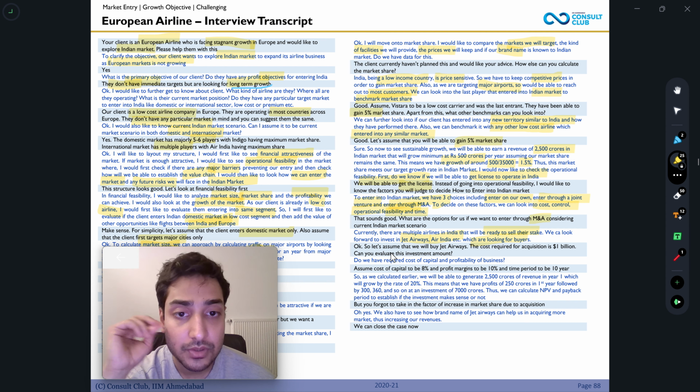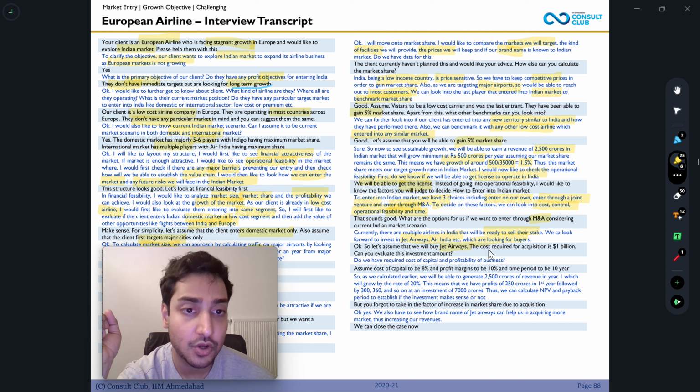Okay, so let's assume that we will buy Jet Airways. The cost required for acquisition is 1 billion. Can you evaluate the investment amount? Do we have the required cost of capital and profitability of the business? Assume the cost of capital to be 8%, profit margins to be 10%, and the time period to be 10 years.